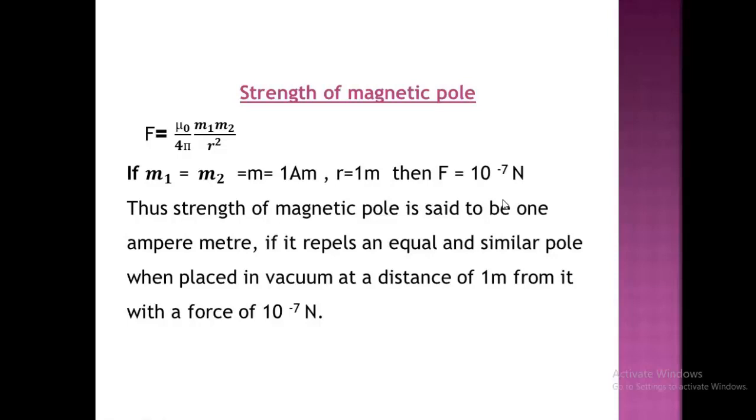Strength of magnetic pole is said to be 1 ampere meter if it repels an equal and similar pole when placed in vacuum at a distance of 1 meter from it with a force of 10 to the power minus 7 Newton. It gives 10 to the power minus 7 Newton if the magnetic pole strength is 1 ampere meter, separated by a distance of 1 meter.